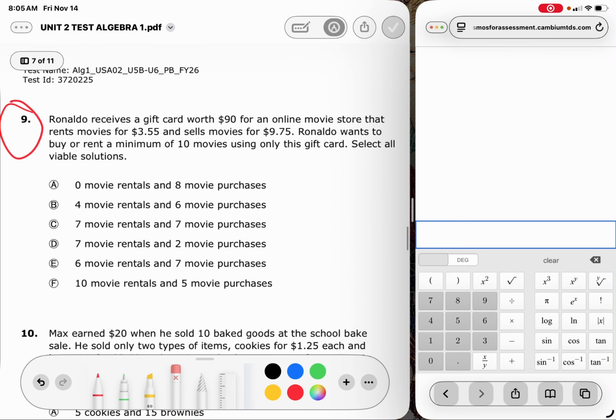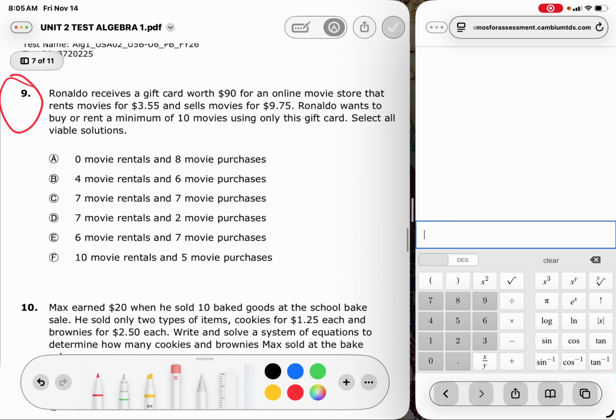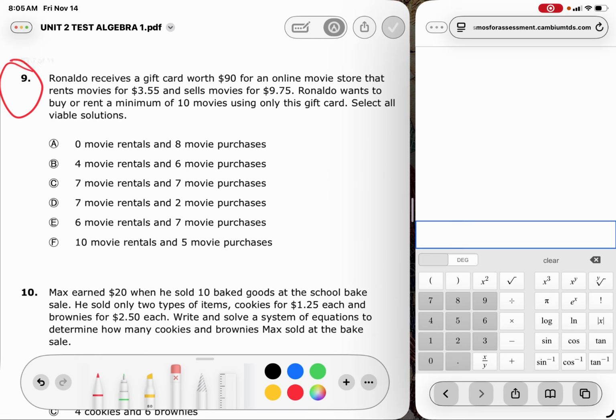Today we're going to be taking a look at question number 9 from the unit test 2 for Algebra 1. Okay. It says Ronaldo receives a gift card worth $90 for an online movie store that rents movies for $3.55 and sells movies for $9.75. Ronaldo wants to buy or rent a minimum of 10 movies using only this gift card. Select all viable solutions. Now, before we start, let's just highlight some key things here.